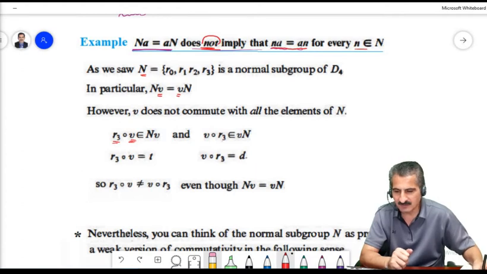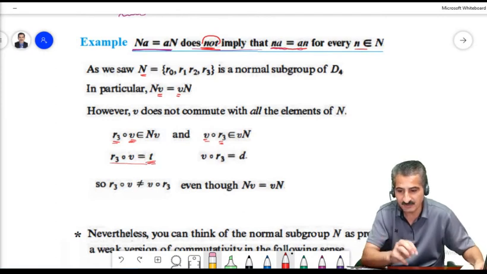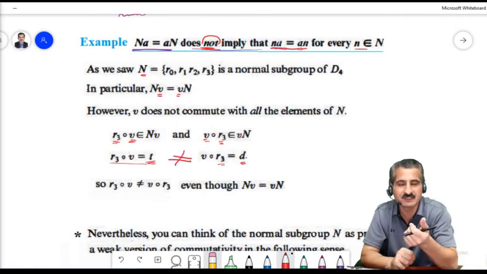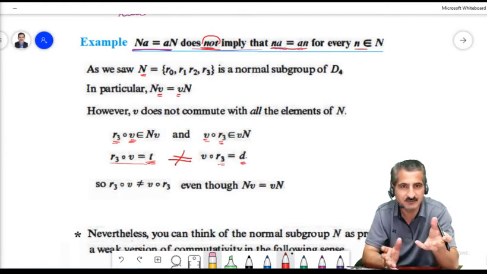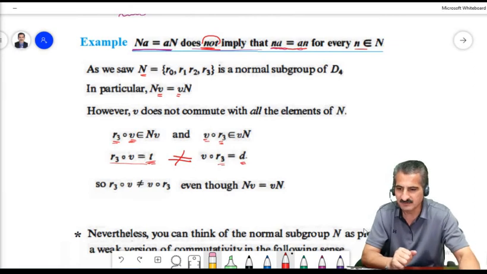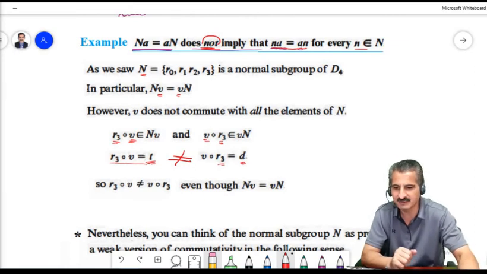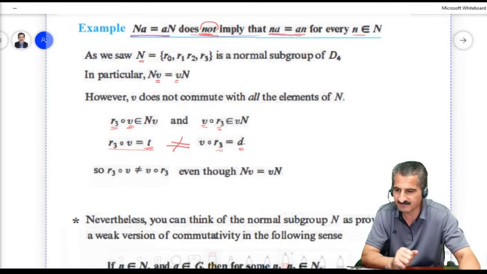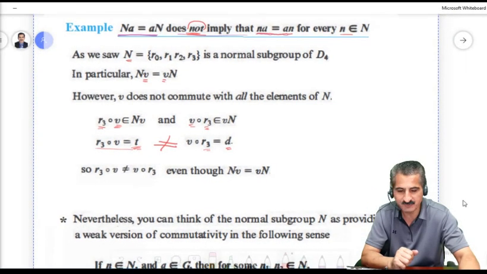And we see here R3 V equals T, and V composed with R3 equals D, and these are not equal. So the left coset and right coset of N with respect to V are equal, but V does not commute with elements of N. Okay? So having the left coset and right coset being equal does not necessarily mean the representative, the element A, commutes with all elements of N.